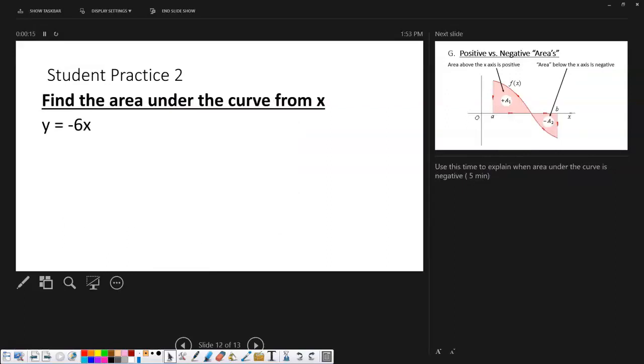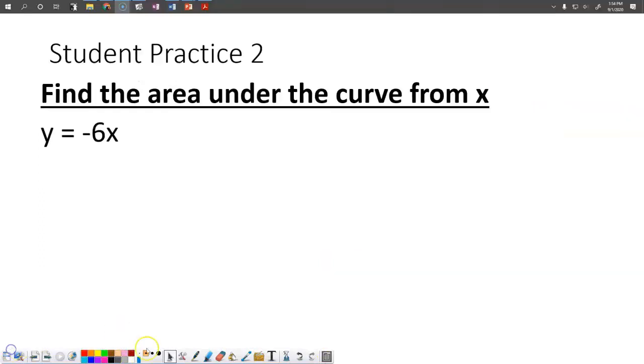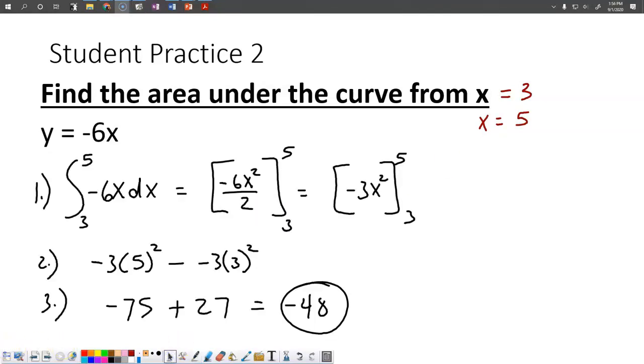There we go. All right, so there's the one for you guys. I want you guys to go ahead and pause your video and give that one a try. When you unpause it, you will see the solution. I just realized I forgot to give you guys some numbers to work with here, didn't I? So find the area under the curve from x equals, let's say, 3 to x equals 5. From x equals 3 to x equals 5. Okay, there you guys go.